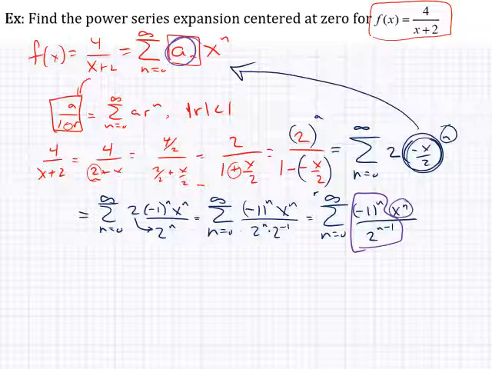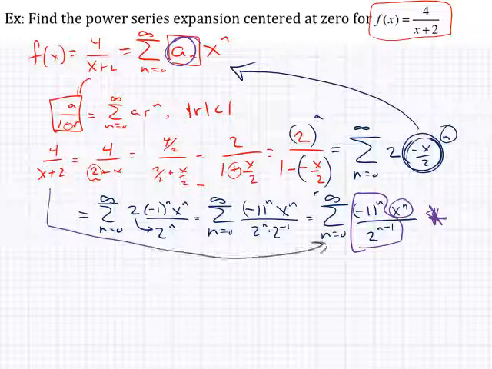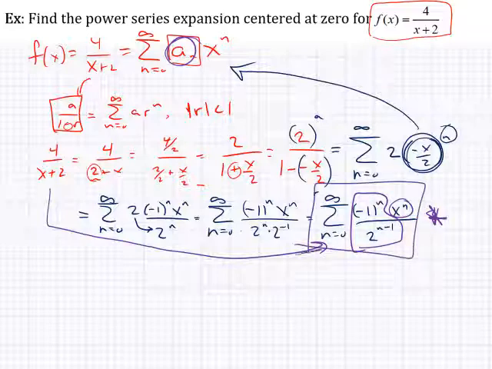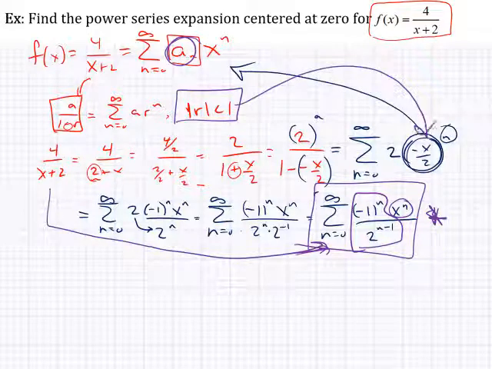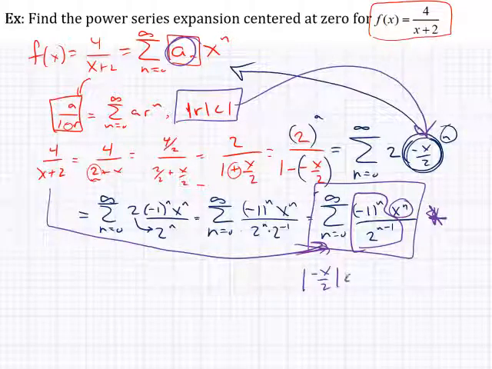So now I did all that because this is my a sub n piece, and here I have x to the n. This is a power series centered at 0. And that's the power series expansion for 4 over x plus 2. But 4 over x plus 2 will only equal this power series if this power series will converge. Well, when will it converge? It'll converge when the absolute value of r is less than 1. What was r? r was negative x over 2. So as long as the absolute value of negative x over 2 is less than 1, it will converge.